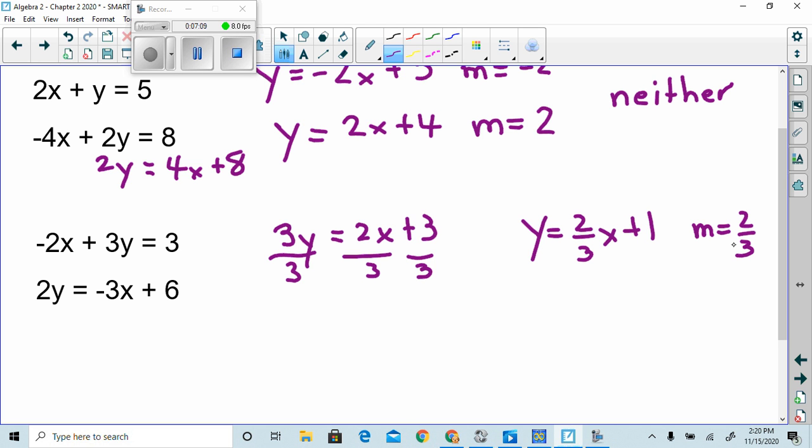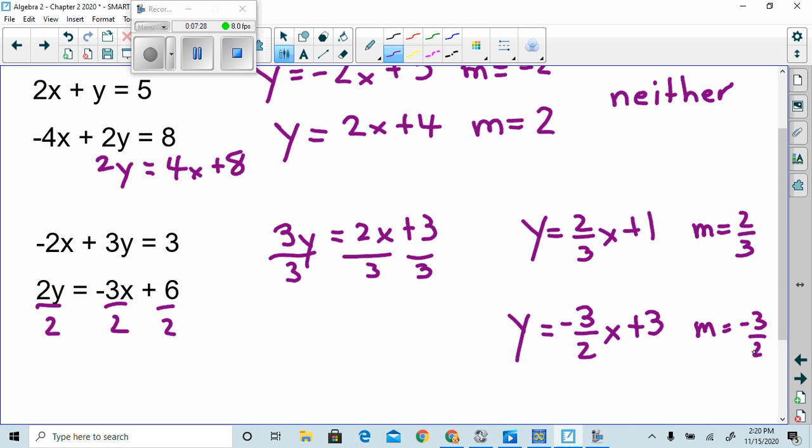Second problem. Looks like I have just one inverse operation to convert this, and I get y is equal to negative 3/2 x plus 3. And the slope of this line is negative 3/2. The signs changed and flipped, so these two lines are perpendicular.